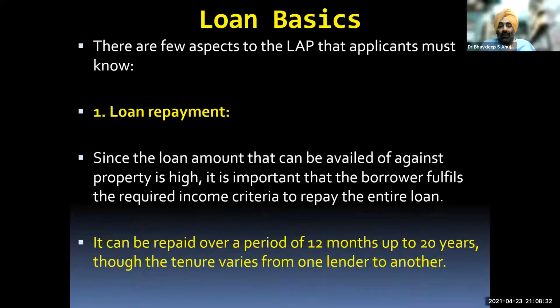So there are a few aspects to LAP which you must know. The loan repayment part: since the loan availed can be on the higher side, it is important that you fulfill all the criteria that is needed. The minimum criteria is that 12 months are needed for the EMIs to be paid, and usually the maximum tenure is 20 years. But again, this varies from lender to lender, but on average 1 year to 20 years is the tenure.